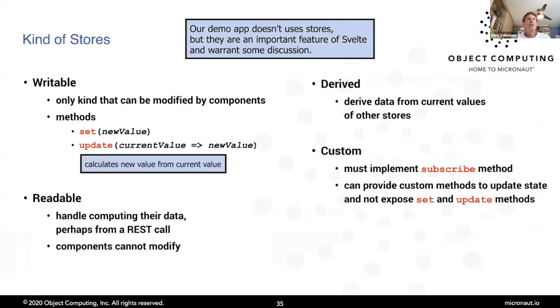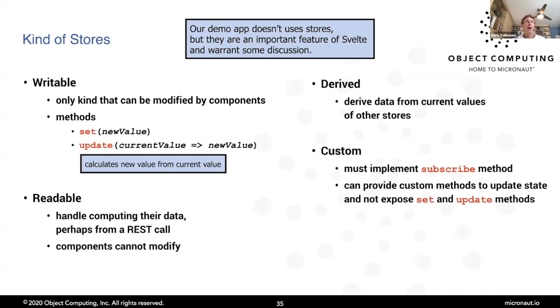I mentioned stores as a great way that you can share data between components. The demo app I showed doesn't use stores, but it's really a significant feature of Svelte, and so I want to talk about this just briefly. There are 4 kinds of stores, but by far the most common kind is just to create a writable store, which means all your components can subscribe to it so that they're notified if there are changes to that data, and they all can change it. And they can do it by calling set on the store and giving it a new value, or they can call update and pass it a function where they'll get the current value and they can use that to compute a new value.